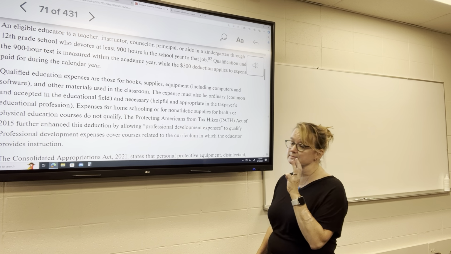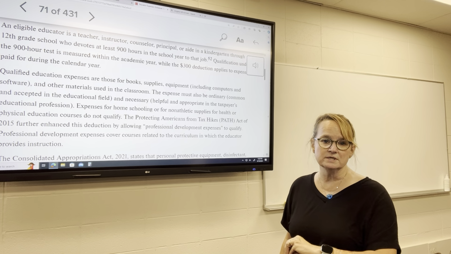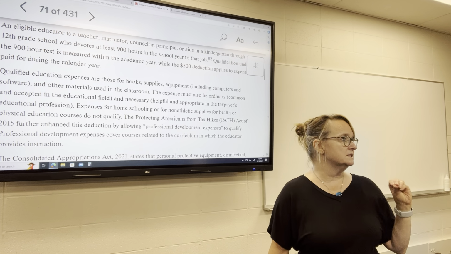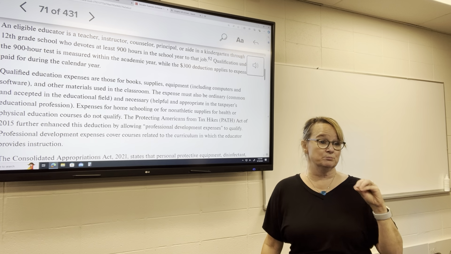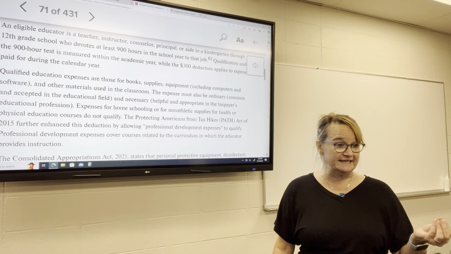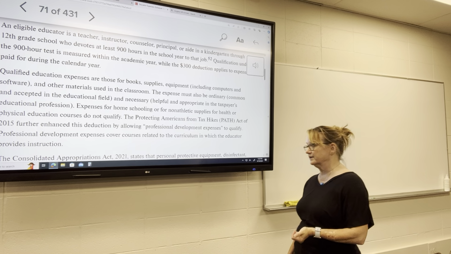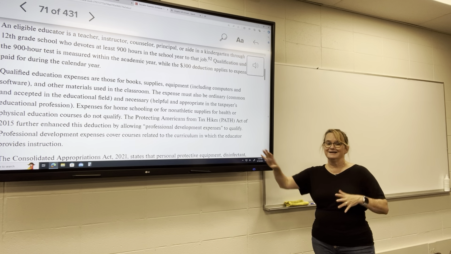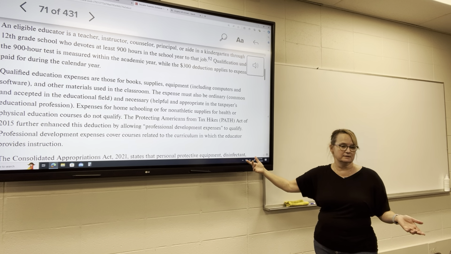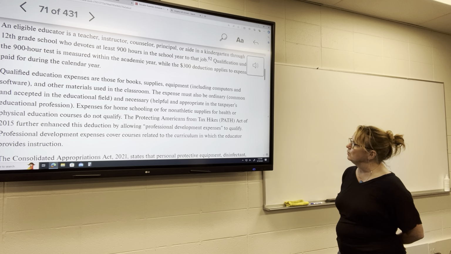There's a third concept of reasonable as well. Ordinary and necessary is in the tax code. Reasonable is not in the tax code, and reasonable as in price, but it's something that's been litigated. So there are court cases out there indicating that that is one of the factors as well that has to be used. So if it's something that's now at $300, you're not going to get into anything that's terribly unreasonable here. Expenses for homeschooling or for non-athletic supplies for health or physical education courses do not qualify.